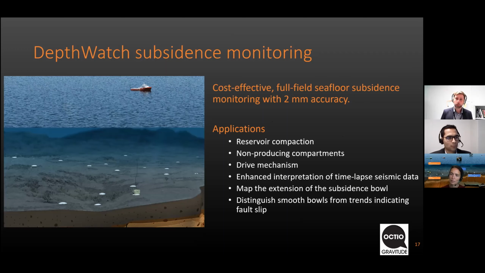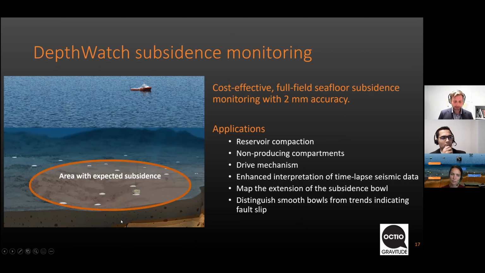And we can obtain some quite interesting applications from this technology. For instance, reservoir compaction and understanding if there are compartments that are not producing, understanding what type of driving mechanisms are important for the given field, and quite a bit of interesting things related to geomechanics as well, as you can see in the list.